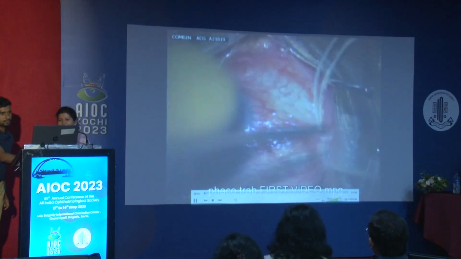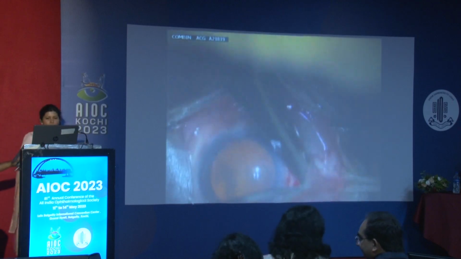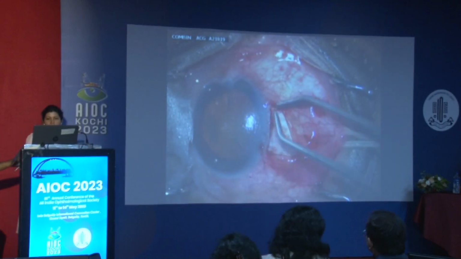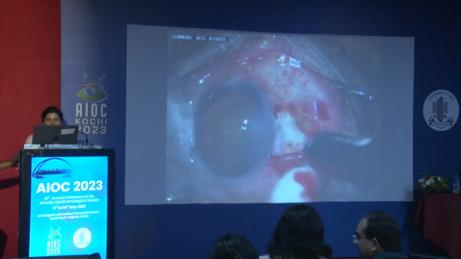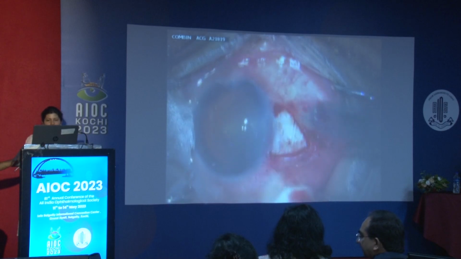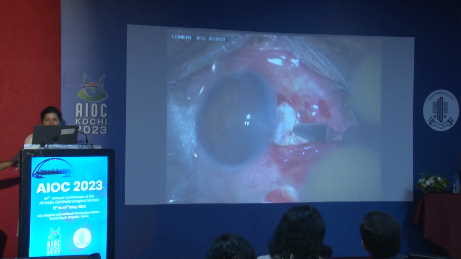Okay, so I'm going to show you a short video of phacotrabeculectomy. I do a two-port phacotrabeculectomy, a superior incision for trabeculectomy and a temporal clear corneal phaco. A conjunctival peritomy is very important; it is vital to not damage the conjunctiva while doing the dissection.